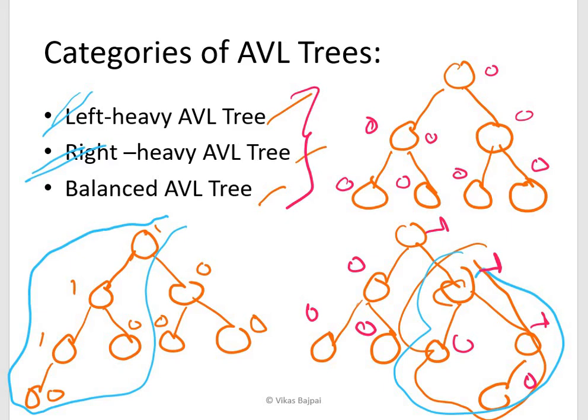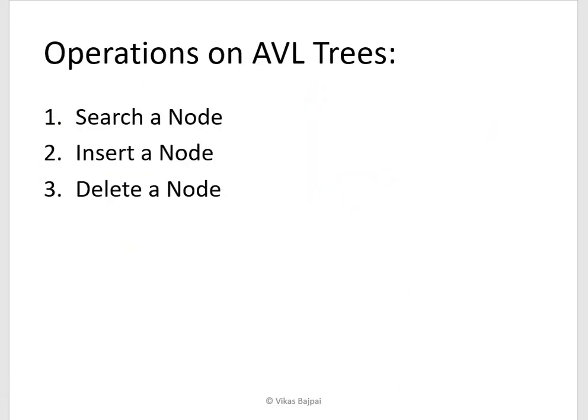Now, similar to the operations on your binary search tree, we have some operations on this AVL tree as well, and we'll go through all these operations with the help of some examples. So one is searching the node, another one is inserting the node, the next part is deleting the node, and in today's video we'll talk about search and insert part.